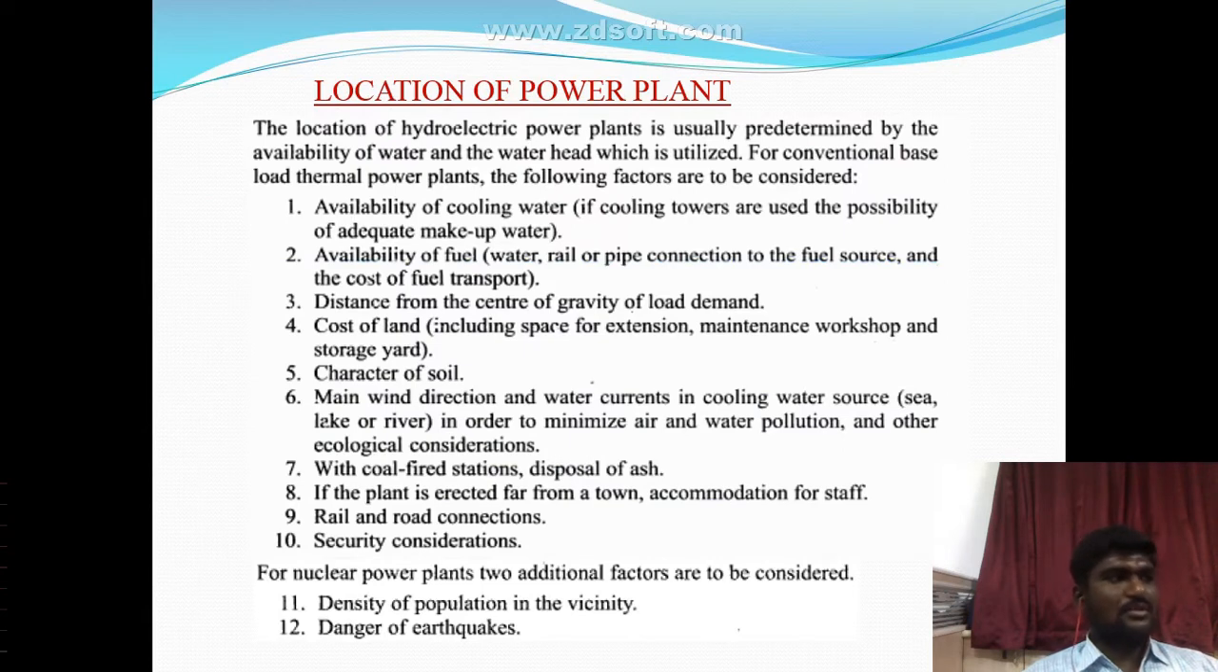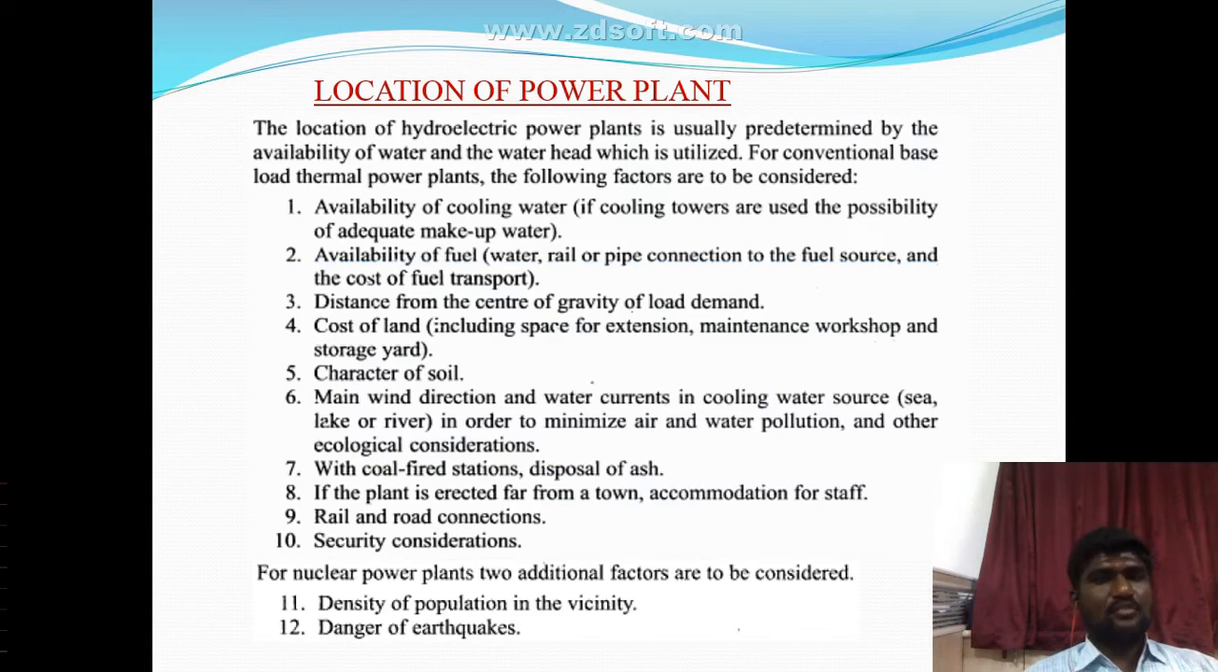So what is the location of power plants? Mainly we have to consider the location of the power plants. For hydroelectric power plants, the location is usually predetermined by the available water and the water head which is utilized. For conventional thermal power plants, the following factors are to be considered.